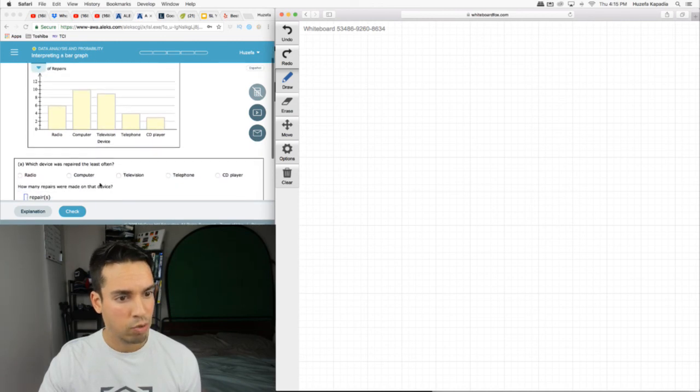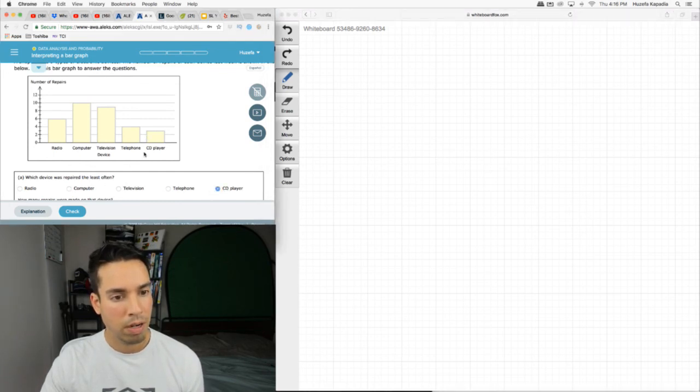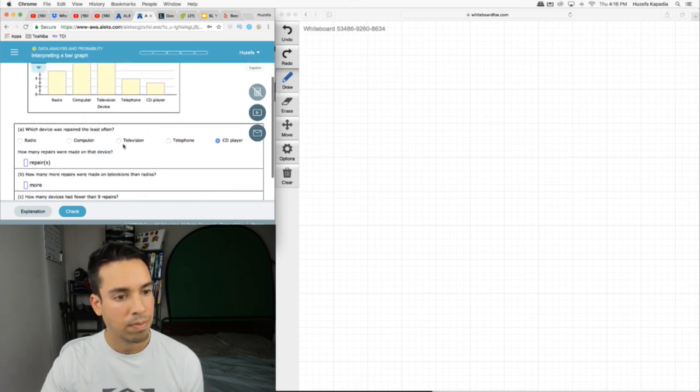Okay. Which device was repaired the least often? So number of repairs on the vertical axis, which means we'd want the shortest one of these guys. So it's not radio, it's not these guys, it's CD player. So CD player was only repaired 3 times. Is that what it looks like? And that's the number of repairs.